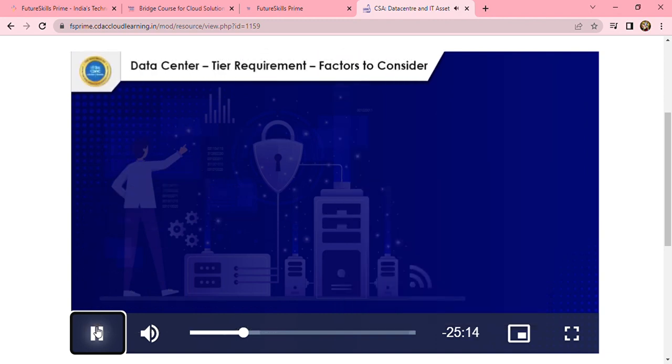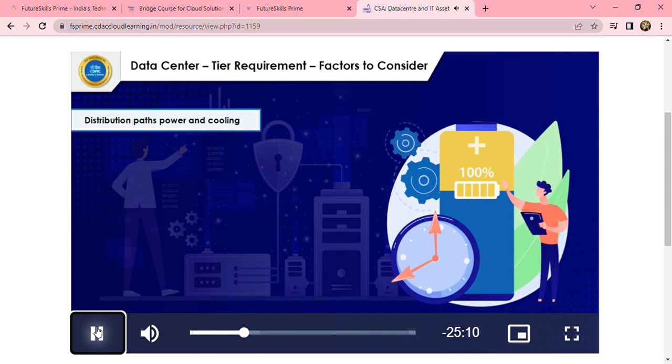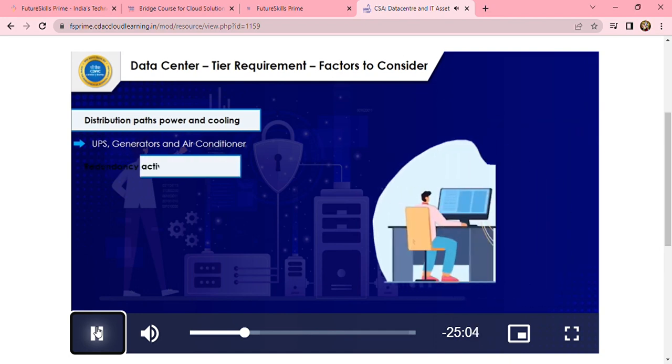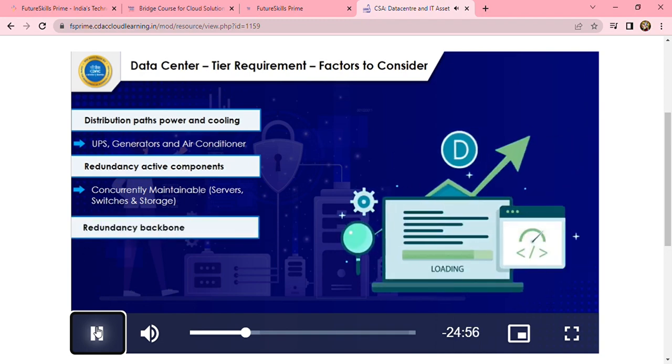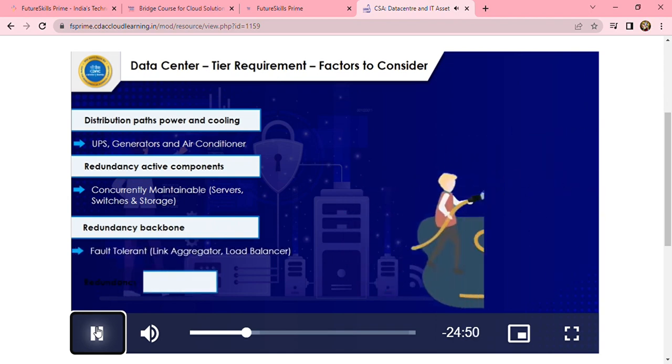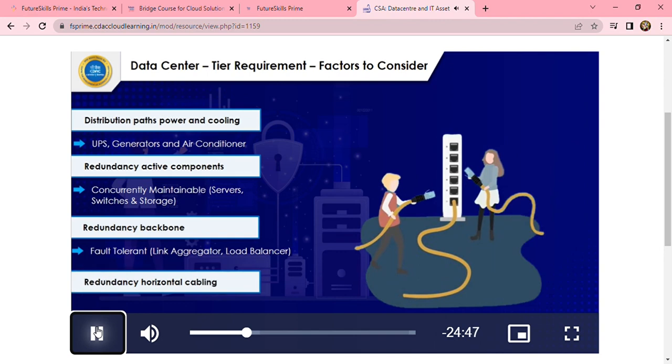Data center tier requirement factors to consider. Distribution paths, power and cooling, UPS, generators and air conditioner. Redundancy active components, concurrently maintainable, servers, switches and storage. Redundancy backbone, fault tolerant, link aggregator, load balancer, redundancy horizontal cabling, multipath cabling.